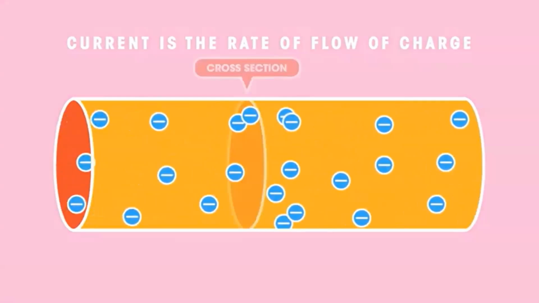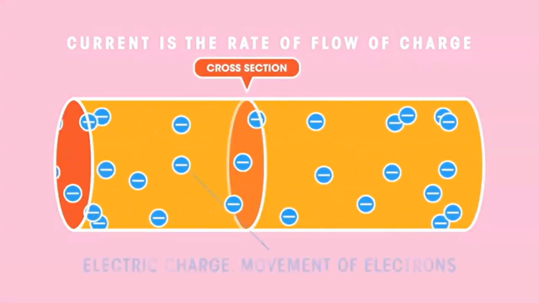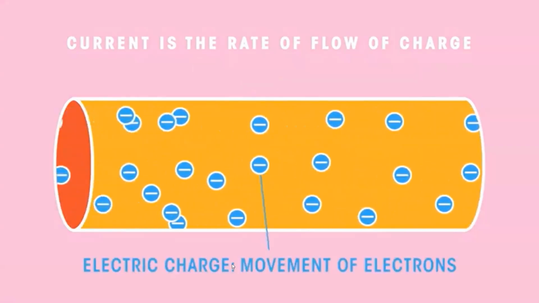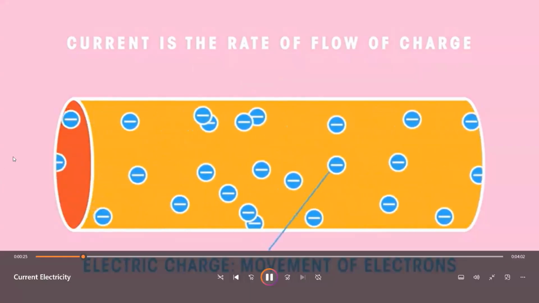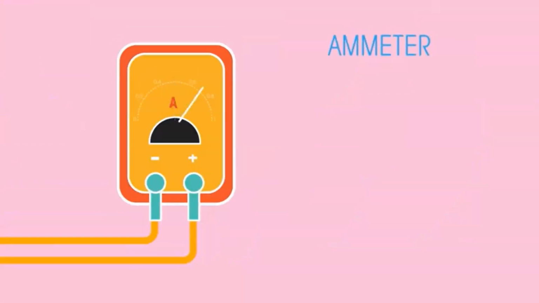Current is the rate of flow of charge through a cross-section of an electrical conductor. Electric charge can also be thought of as movement of electrons. To measure current, we use an ammeter, and the unit of current is amperes or amps, A.